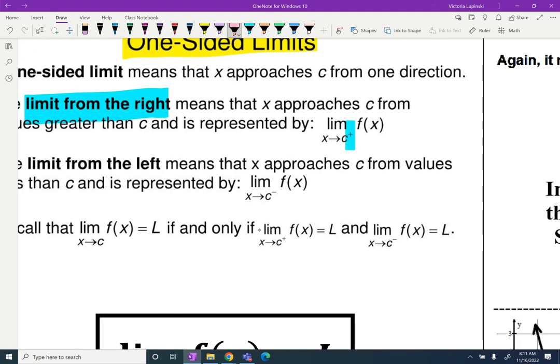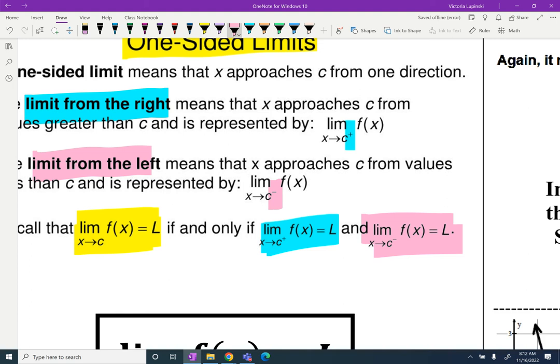If I want you to approach something from the left side, I'm going to put a little negative up in the superscript. That is how you'll know that you're approaching from the left side only. You can have a right-handed limit, you can have a left-handed limit, and then you can have what I call a full limit. A full limit means it doesn't differentiate, there's no superscript. And in order for that limit to exist, you have to compare the right side limit to the left side limit. They have to be equal. If they are equal, then that is the answer to your yellow question. If they are not equal, then the limit does not exist.